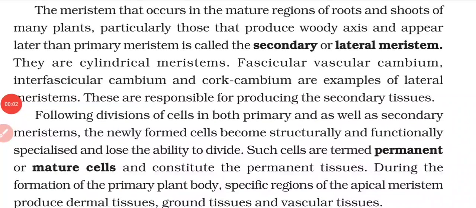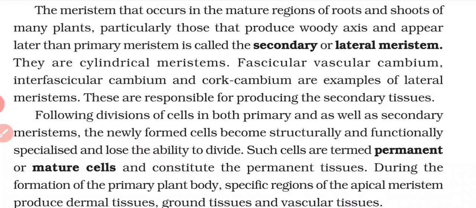Now the meristem that occurs in a mature region of the roots and shoot of many plants, particularly those that produce woody axis and appear later than primary meristem, is called the secondary or lateral meristem. Any meristem that occurs after maturity, in the mature region of root and shoot, and produces the woody axis, is known as the secondary or lateral meristem. They are cylindrical meristems.